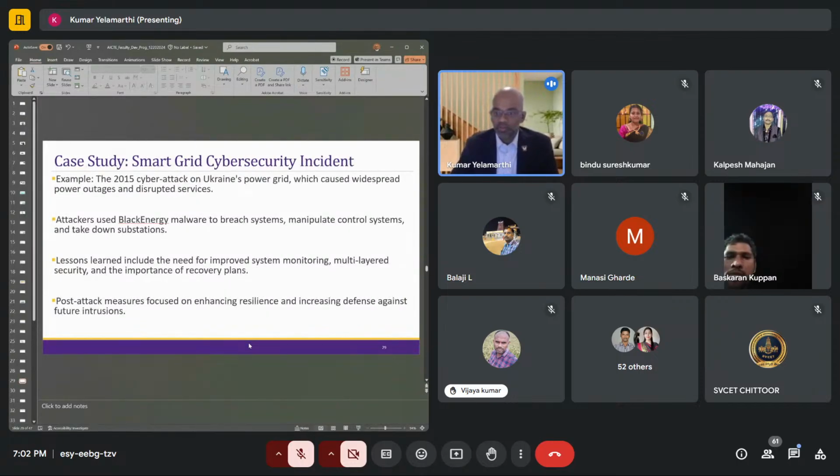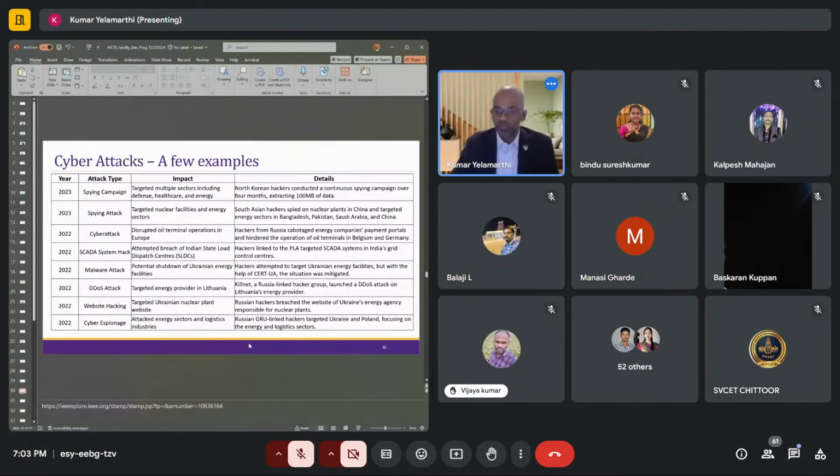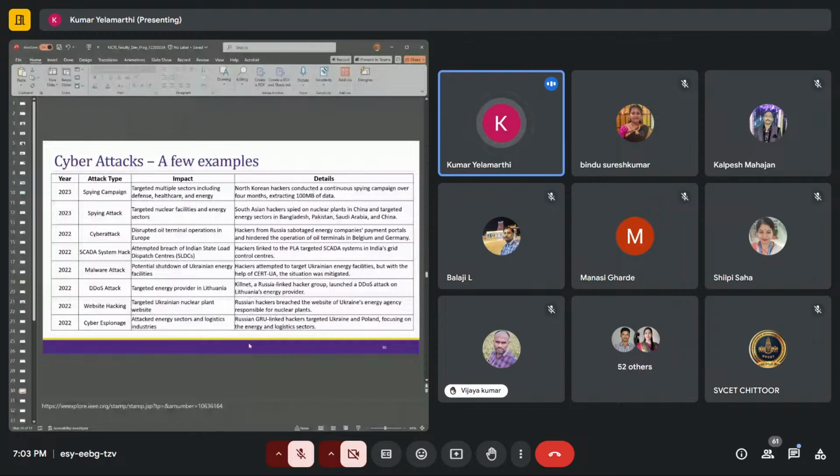Now, I just want to talk quickly about a few examples. Here are a few examples, by the way, guys. This is just a few examples of attacks that happened here. I just took a handful of them from one piece of literature. If you see, they happened in the past 2 years.